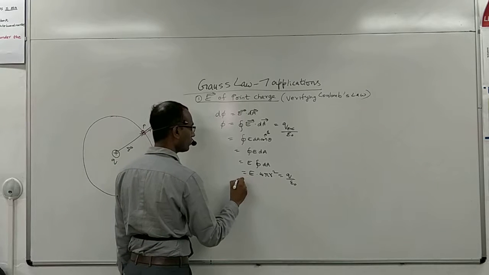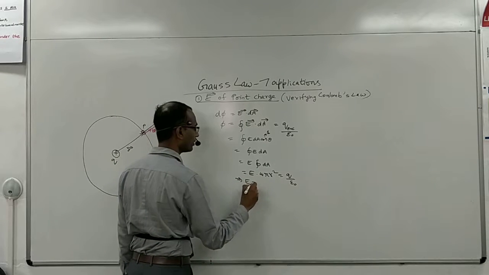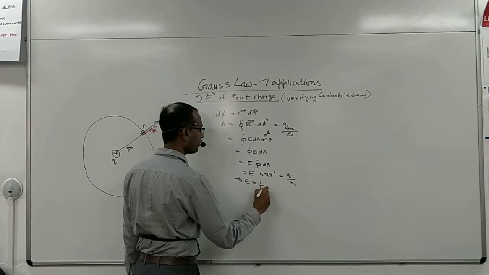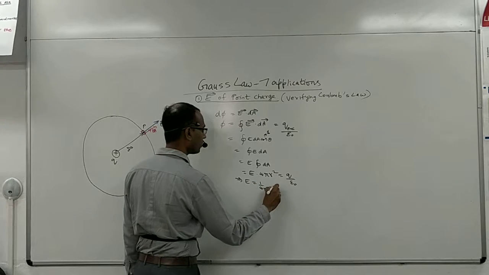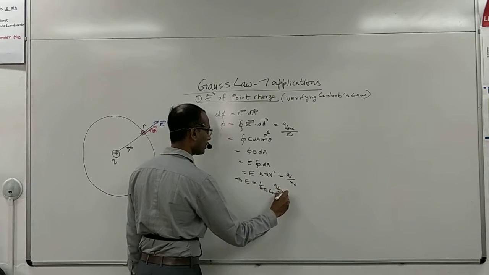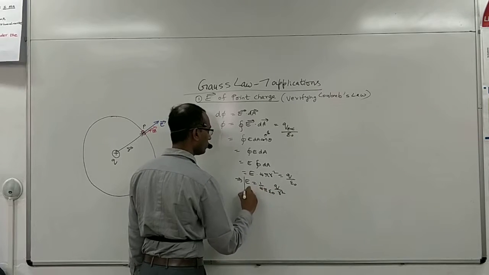So now you can solve for electric field. Electric field is 1 by 4 pi epsilon naught into Q by r square, which is your Coulomb's law.